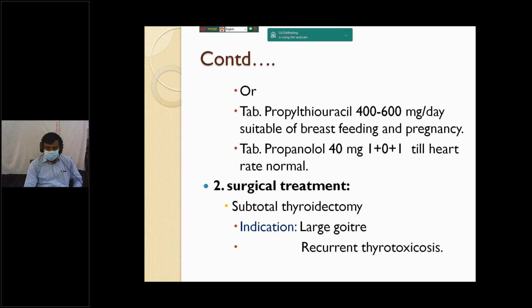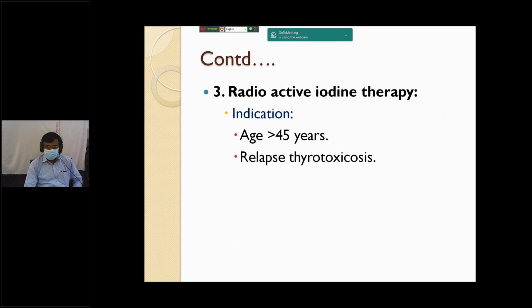And regarding the surgical treatment, the mode of surgery is subtotal thyroidectomy, and indications of surgery are large goiter, recurrent thyrotoxicosis. And radioactive iodine therapy indications: age more than 45 years and relapsed thyrotoxicosis.